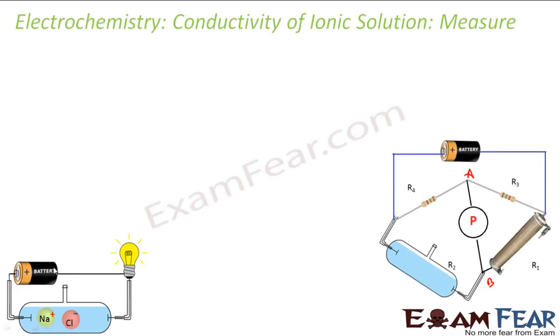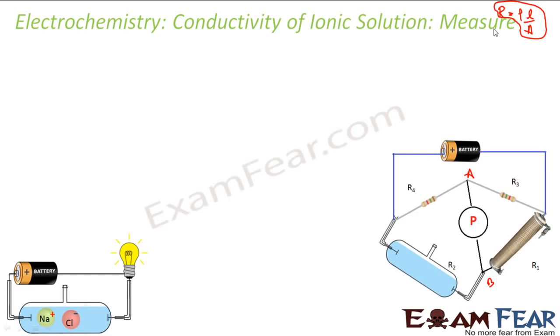But again, the problem with this ionic solution is that it is a liquid. It doesn't have a definite mass. How will you find L and A? Because I told you that resistance is rho L by A, correct? So if it doesn't have any definite size and shape, how will you find the resistance?